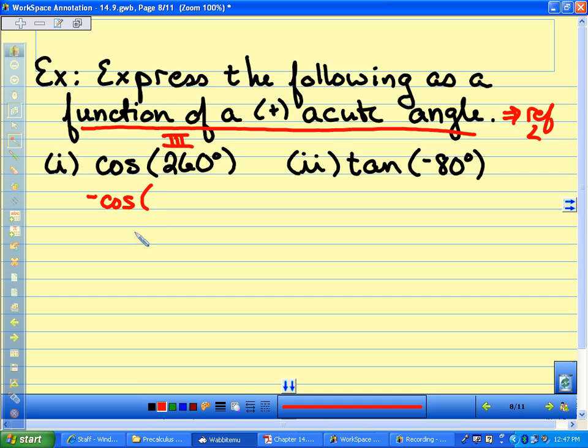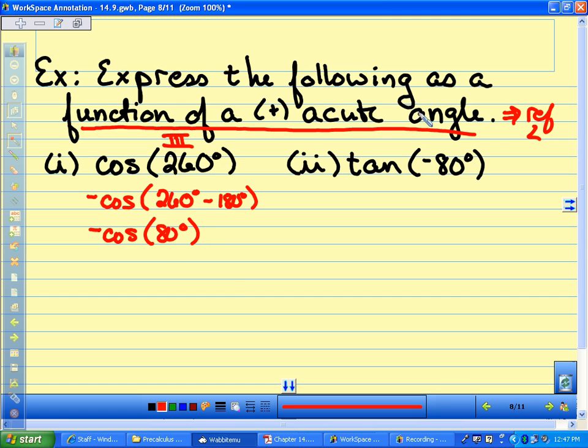The second reason is to find reference. How do we find reference in 3? 180 minus theta, theta minus 180, or 360 minus theta? How do we find reference in quadrant 3? Theta minus 180. Now, what is my theta? What is my third quadrant angle? The 260. So we're going to take 260 and subtract off the 180 degrees to give us that positive acute angle. We're looking at the negative cosine of 80 degrees. The negative cosine of 80 degrees.